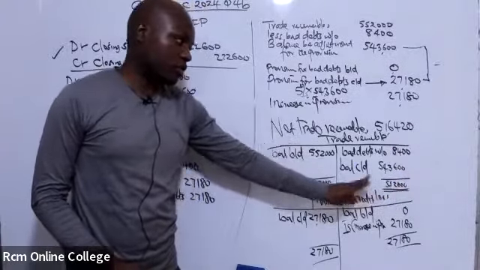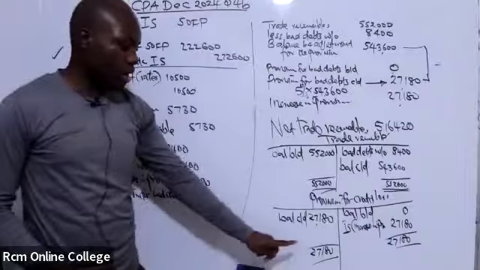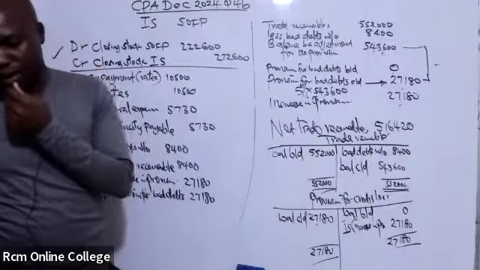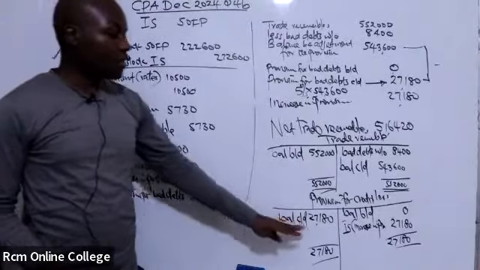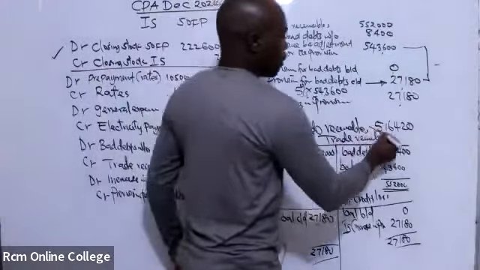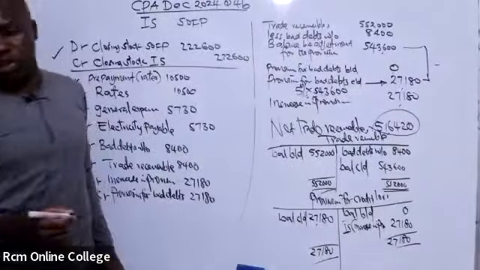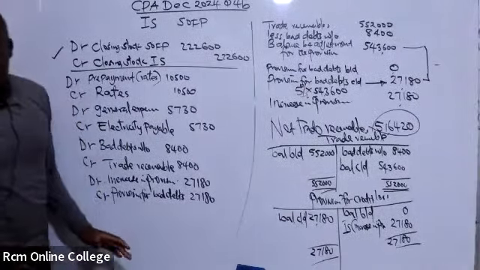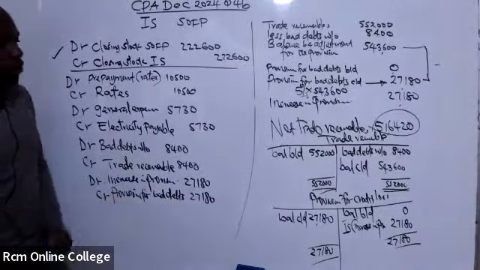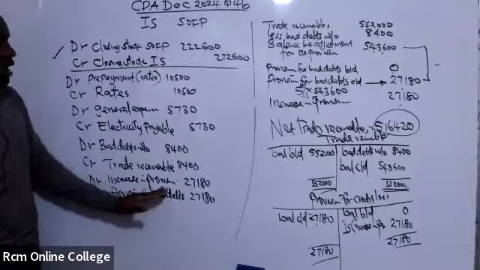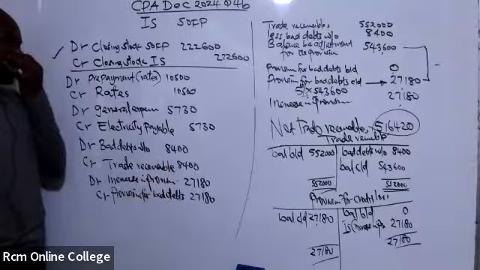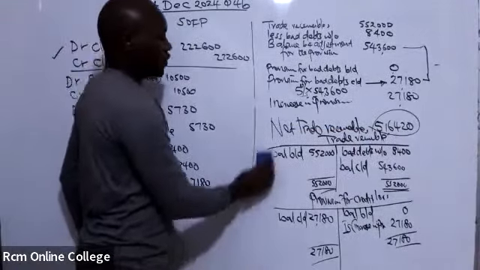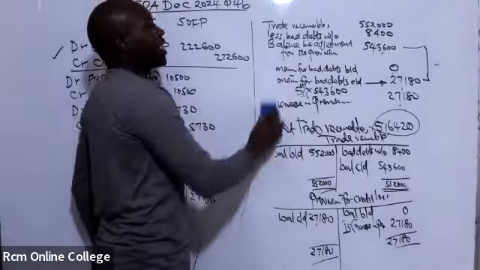So let's get the net amount. 543,600 minus 27,180. The balance carried down. Is it true that this approach will take us to the same net trade receivables of 516,420? Is it true? Thank you. So that is how we do account for the increase in provision for bad debts, and that's how we get our net trade receivables that will go to the statement of financial position under current assets.